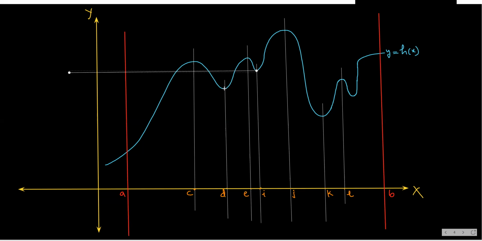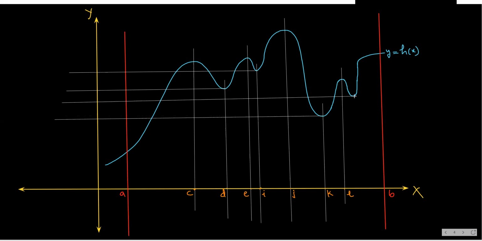See, it also has a minimum at D. It has a minimum at K, and it also has a minimum at M. Okay, see, it has a minimum at M also, right? This is a point of minimum.